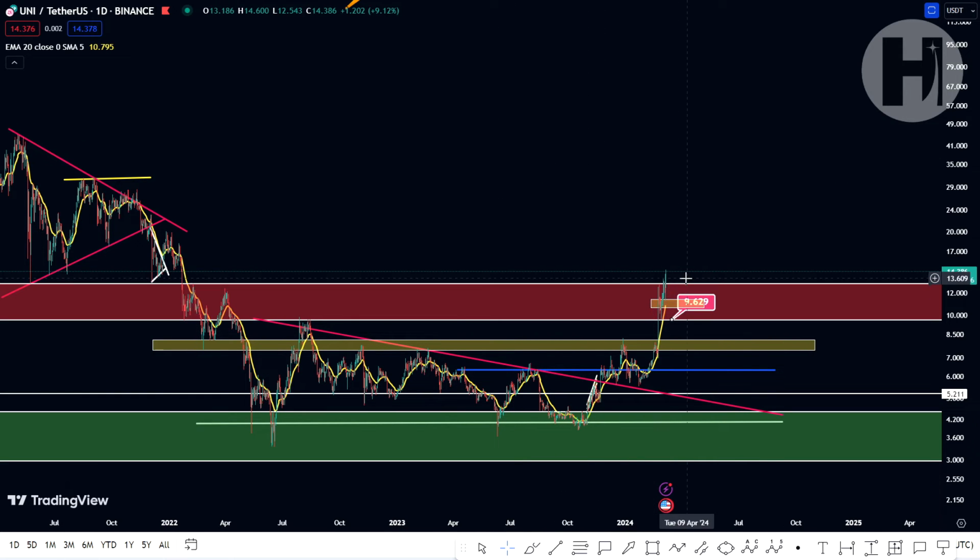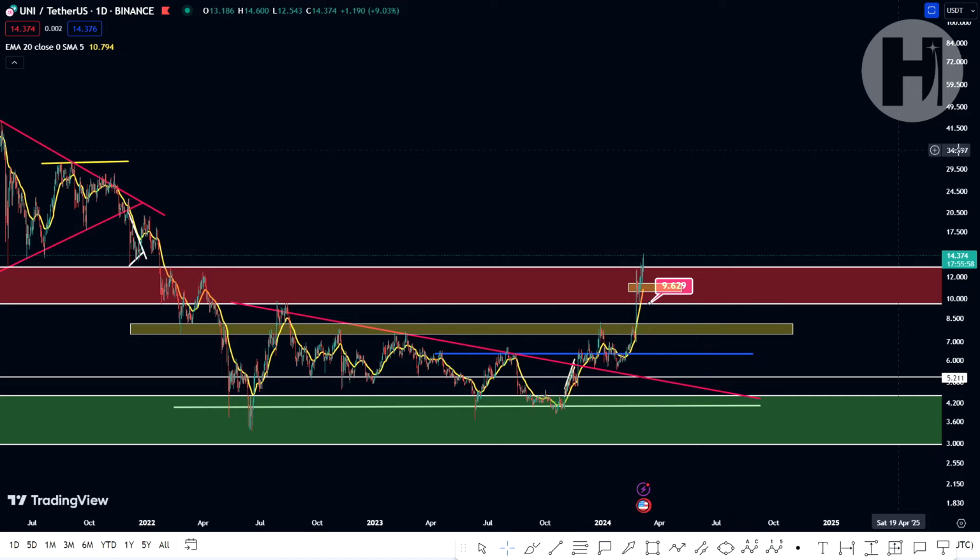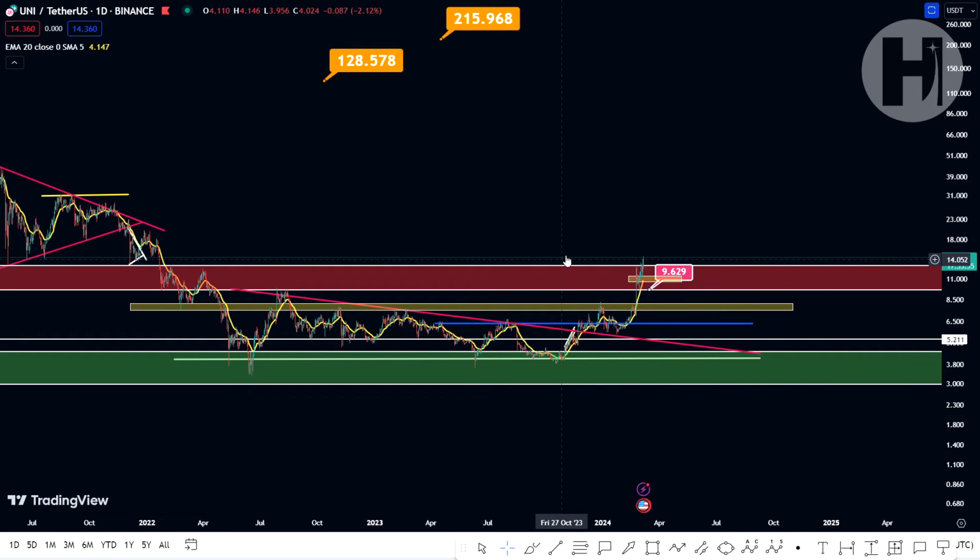Now, whether we solidify above this red block or not is yet to be seen. Maybe we even continue pumping and we get to approximately $20 by the end of the week. Who knows? I do want to switch over to the weekly chart, however, to take a look at some long-term targets.